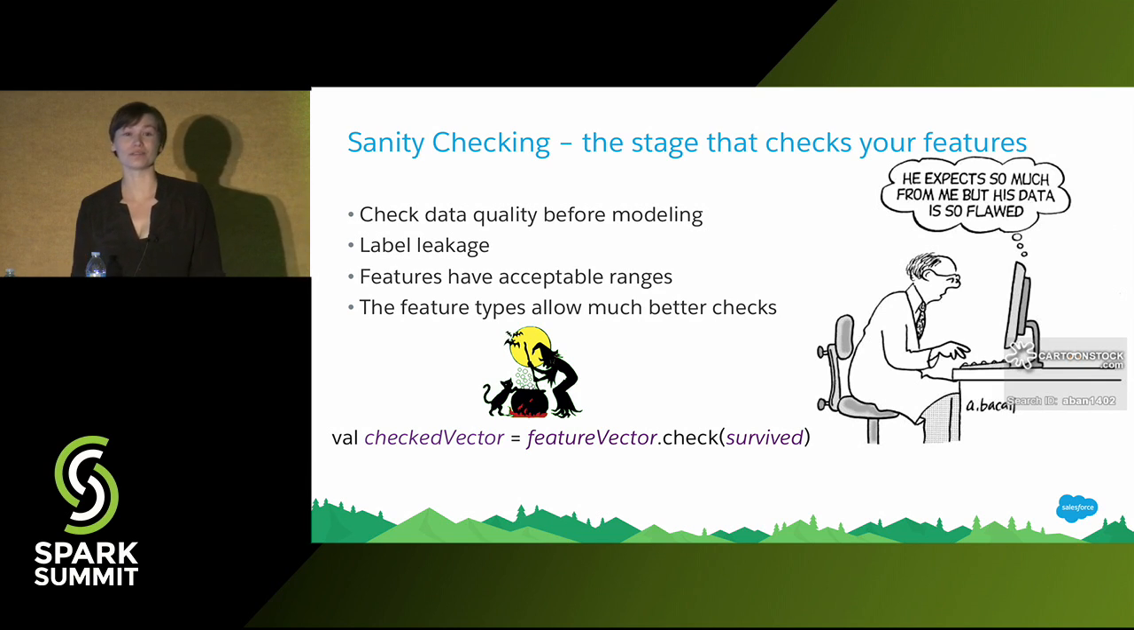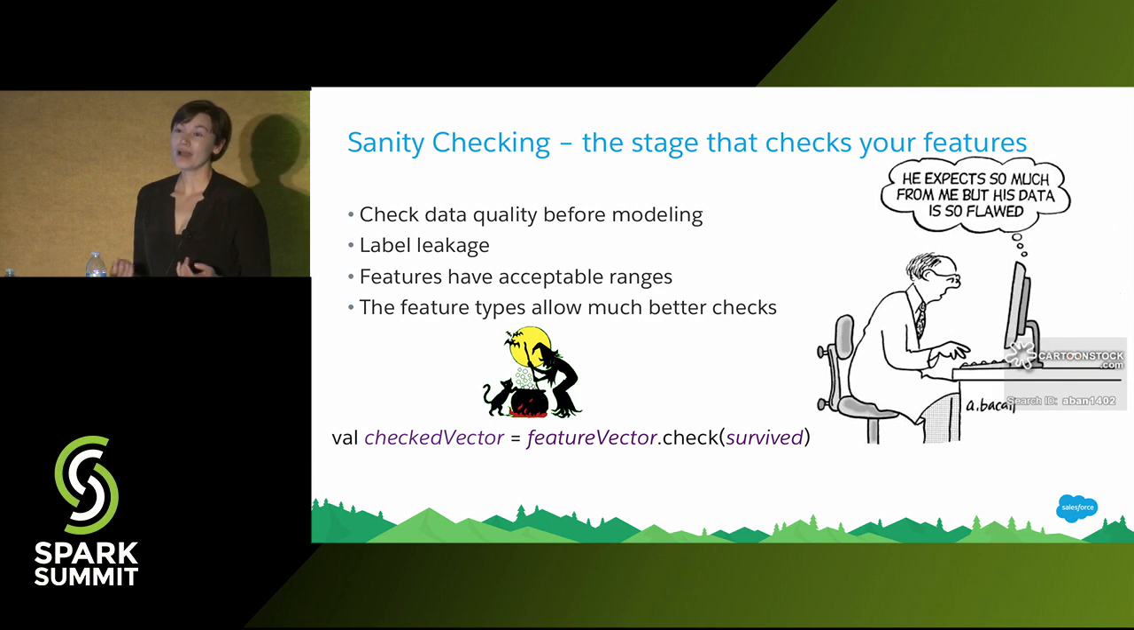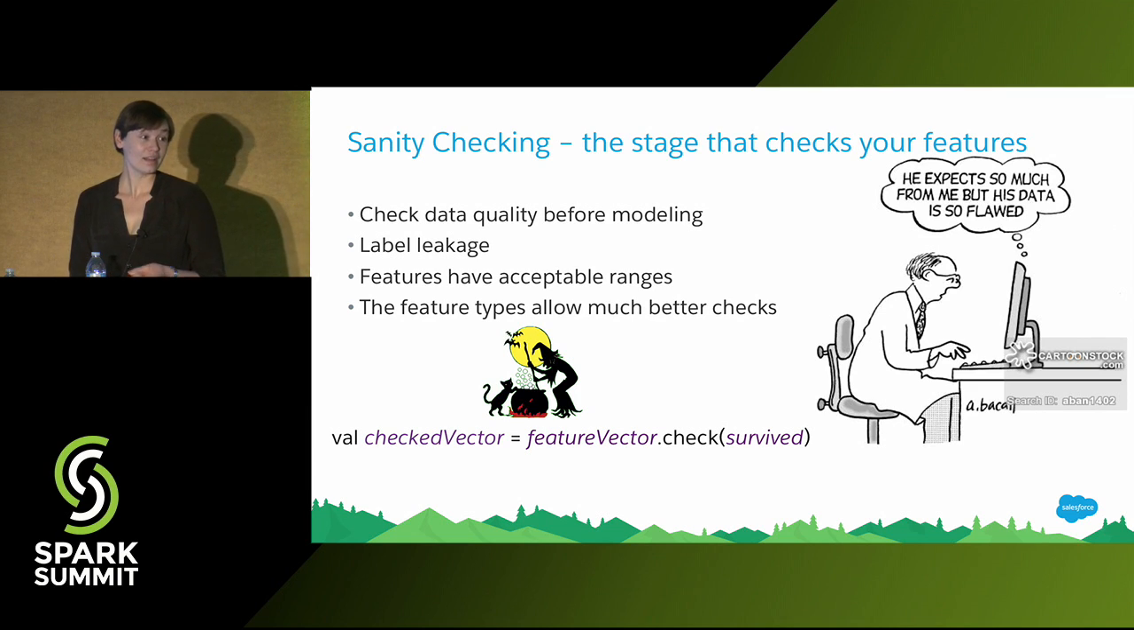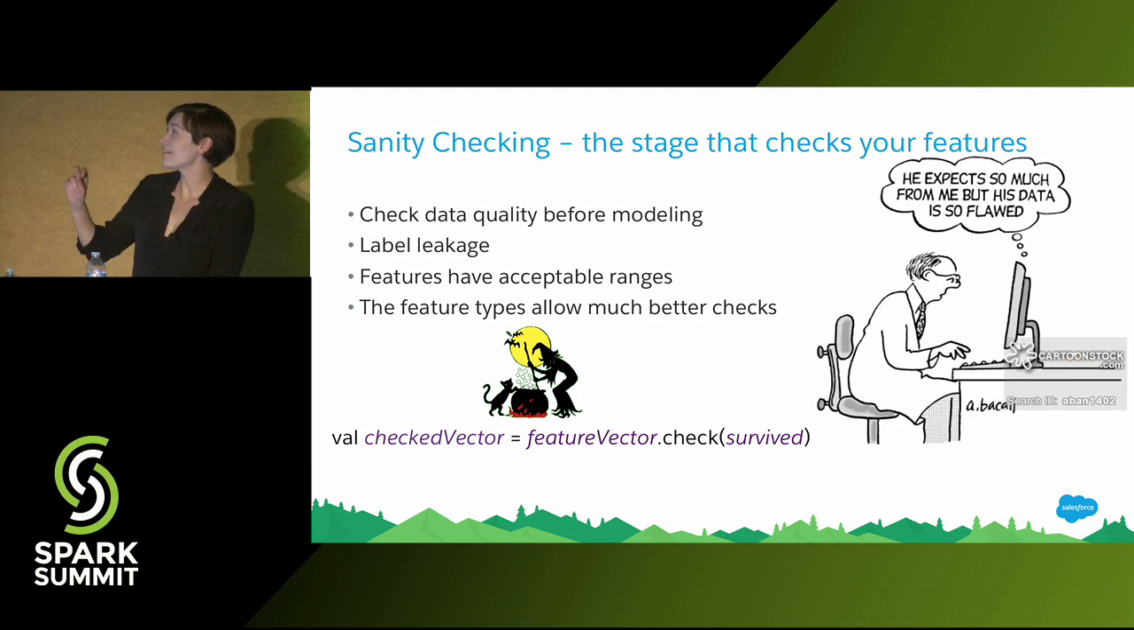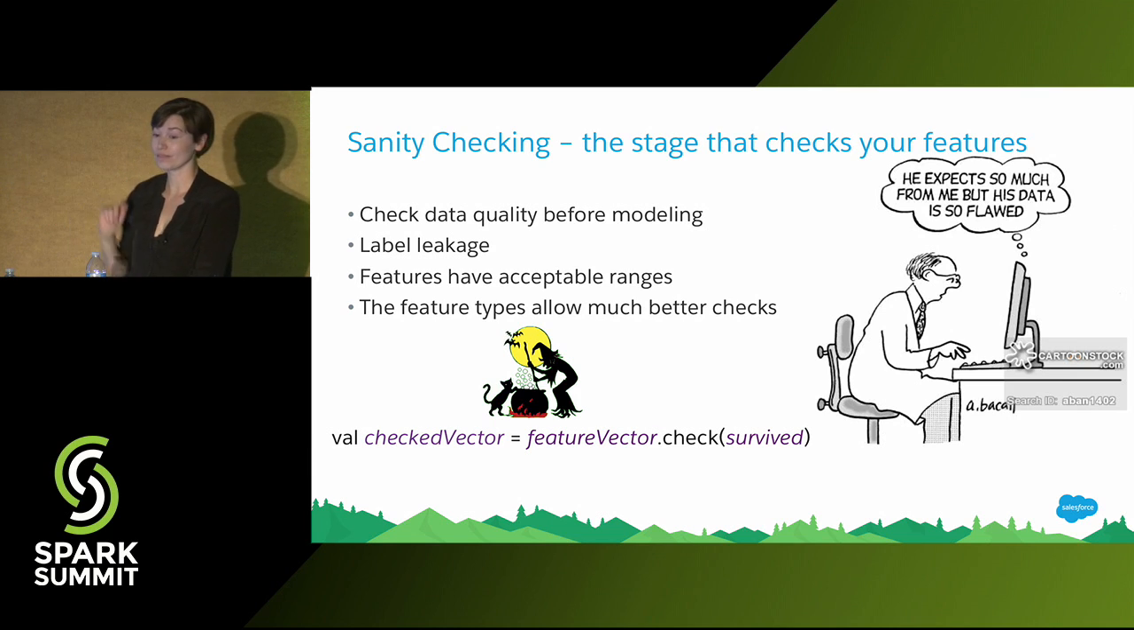The other thing is that we can check the ranges of features and allow the feature types to really specify what those checks are. So I know how you check whether or not a phone number is valid. I have no idea how you check whether or not text is valid. So by having these very specific feature types, we can really improve the checks on the data before we feed it into the model and filter out invalid data before we go modeling. And that's done with this line on the bottom here. We take our feature vector and then check it against the label that we're eventually going to predict on.